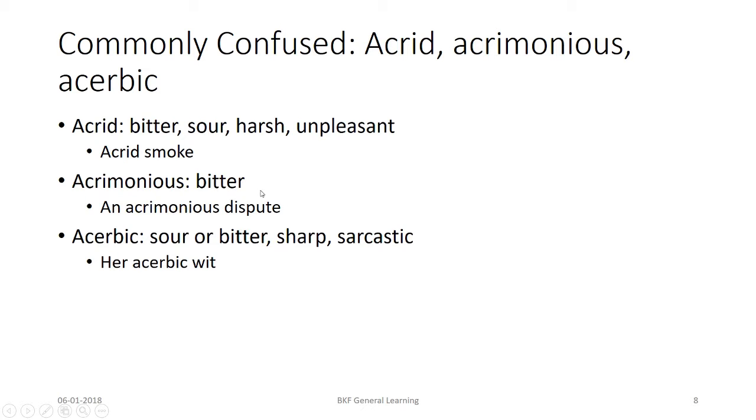Second word, acrimonious, which also means bitter, can be used in sentences like this: an acrimonious dispute. Acerbic is similar to the above two words, which means sour or bitter, sharp or sarcastic. Its usage would be her acerbic wit. So the usage of these three words changes. The meanings are similar and confusing. So you have to keep this in mind.